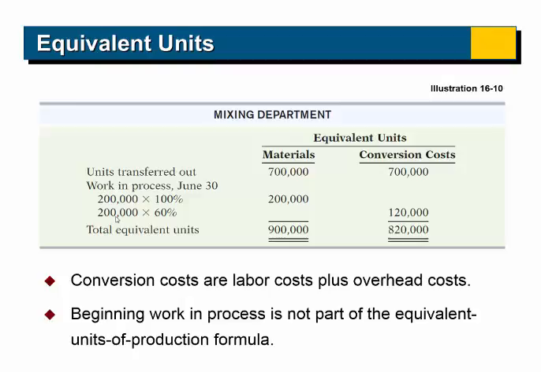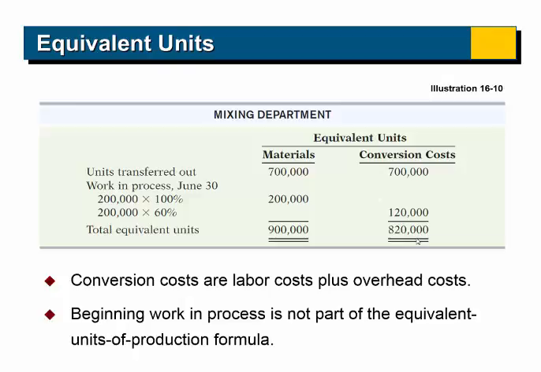But then we've got those 200,000 units that are still in work in process. And they are only 60% of the way converted. They need another 40% in order to be finished. Therefore, we need to calculate equivalent units using our formula, 200,000 actual units times 0.6 for 60%, to give us 120,000 equivalent units. We can then add these two numbers together to give us 820,000 equivalent units as to conversion.